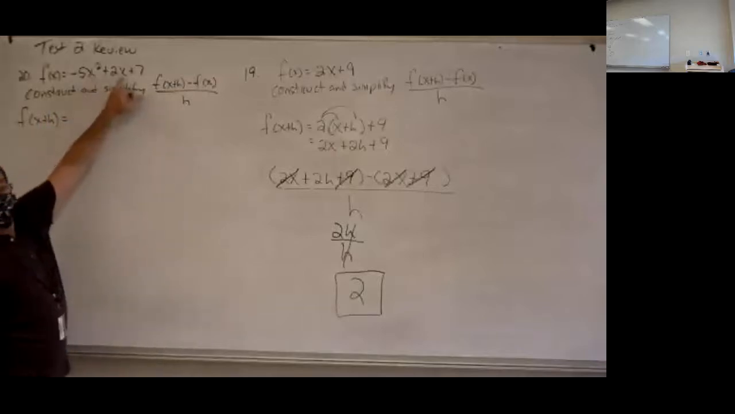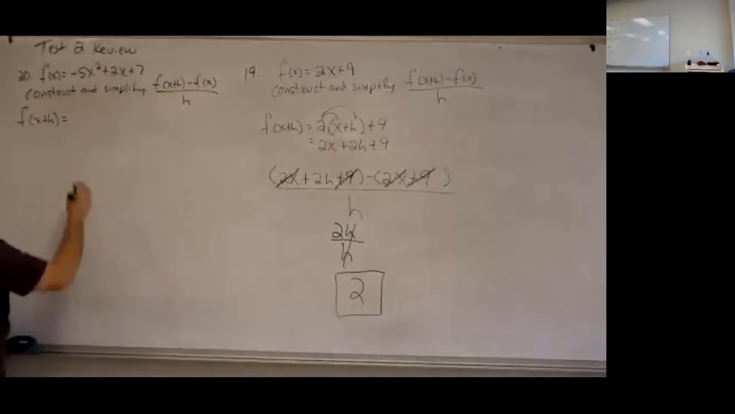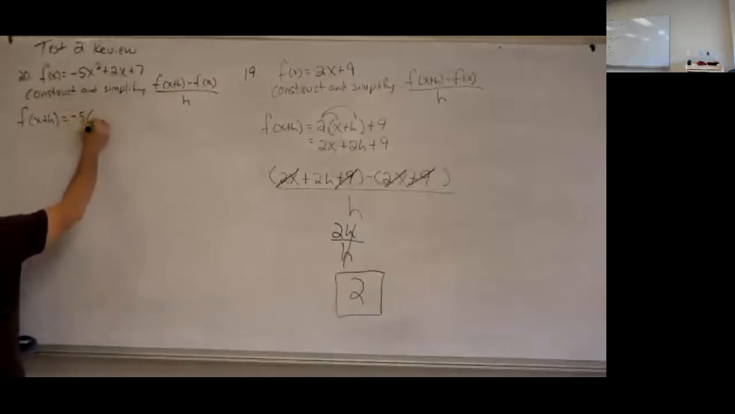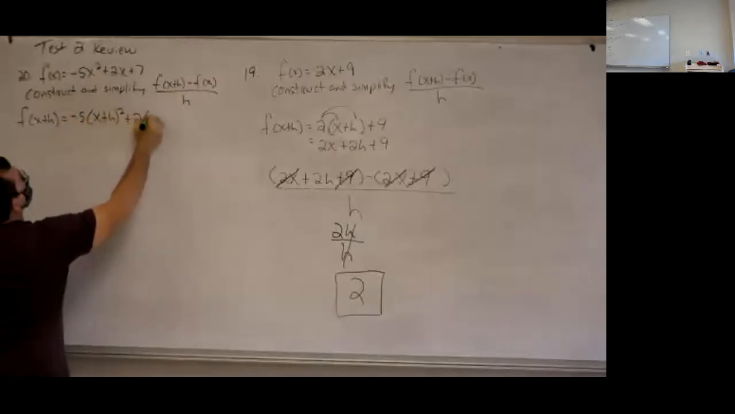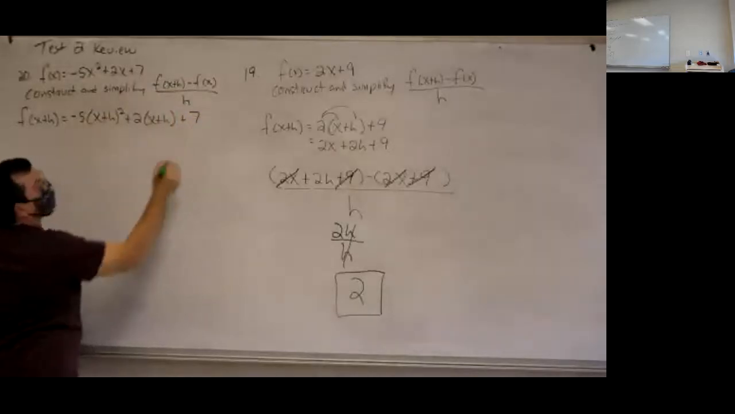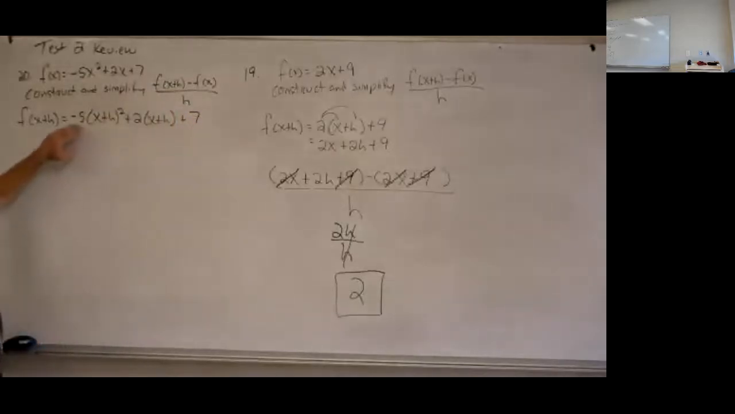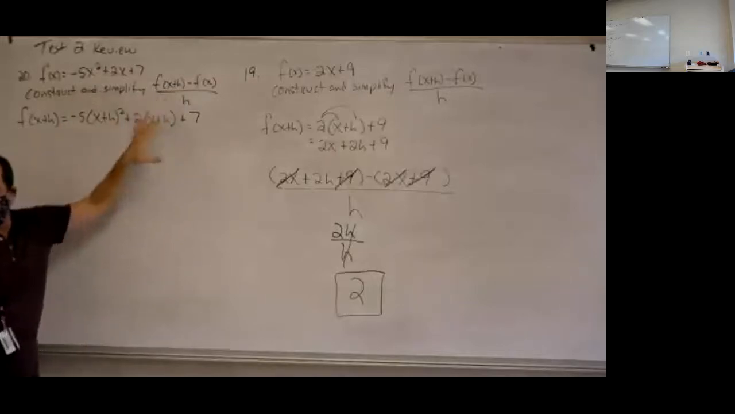Now this thing has 2 x's in it, so I'm going to replace both of these x's with the x plus h. So I got negative 5 times x plus h squared plus 2 times x plus h plus my 7. So notice I still got negative 5x squared plus 2x plus 7.